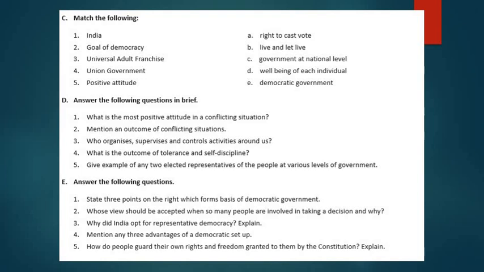Question number 3. Who organizes, supervises, and controls activities around us? Write down the answer. Government at different levels organizes, supervises, and controls activities around us.